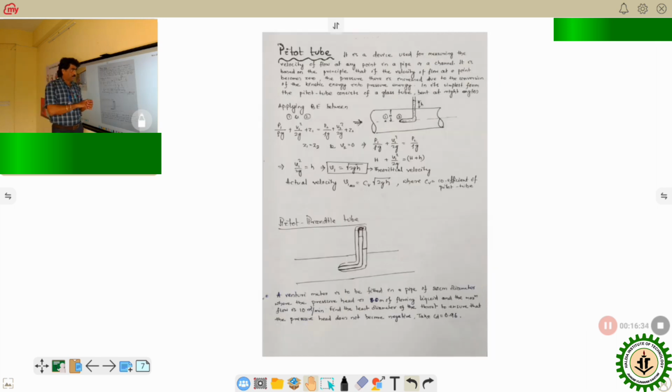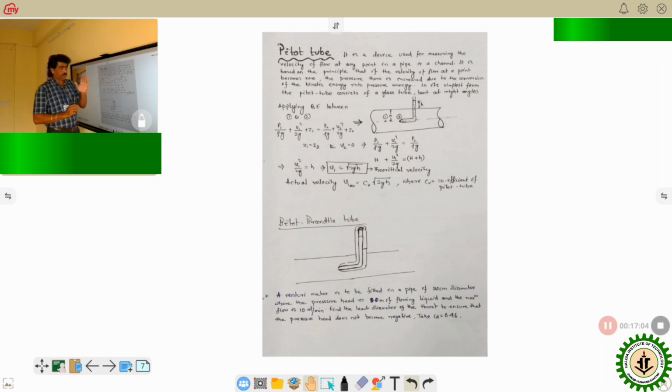After this, we are having another simplest equipment, that is your Pitot tube, where you can measure the point velocity. The Pitot tube is also applied based upon the Bernoulli equation. So here the pipeline will be there, and some L-type hollow tube will be inserted. The tip of the tube will be point 2 and somewhere else it will be point 1.